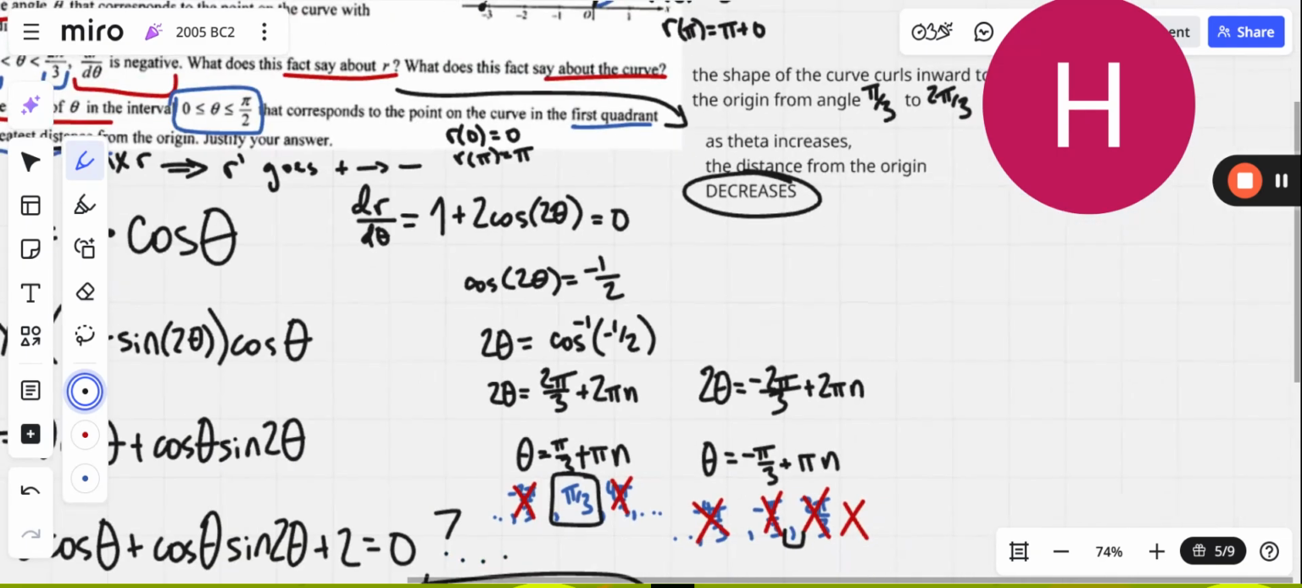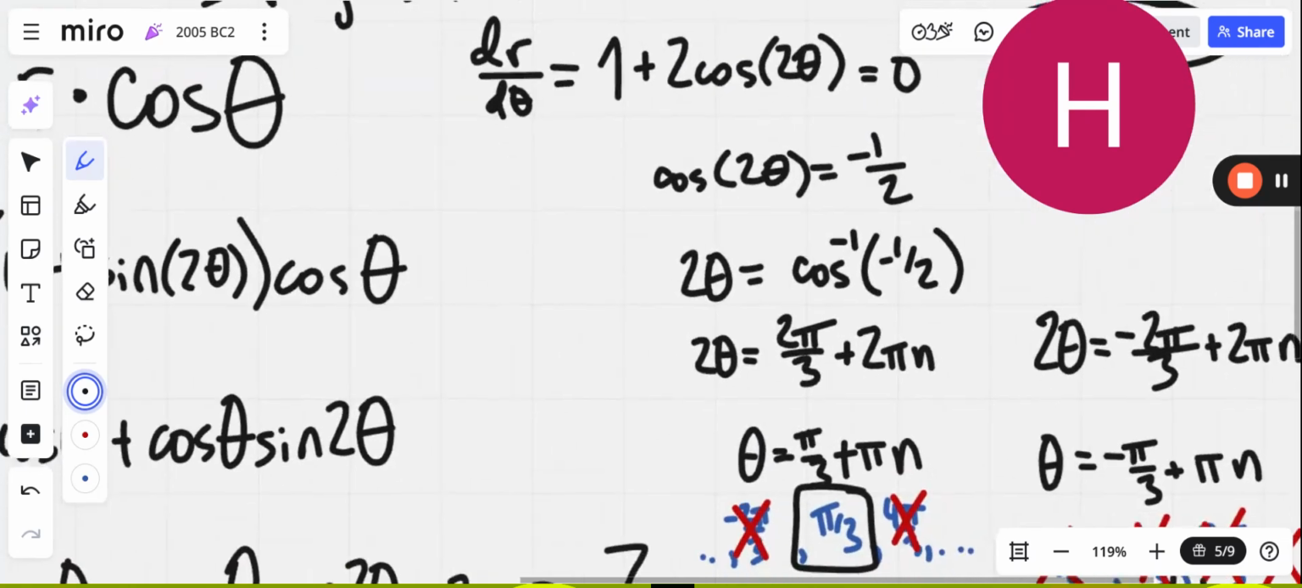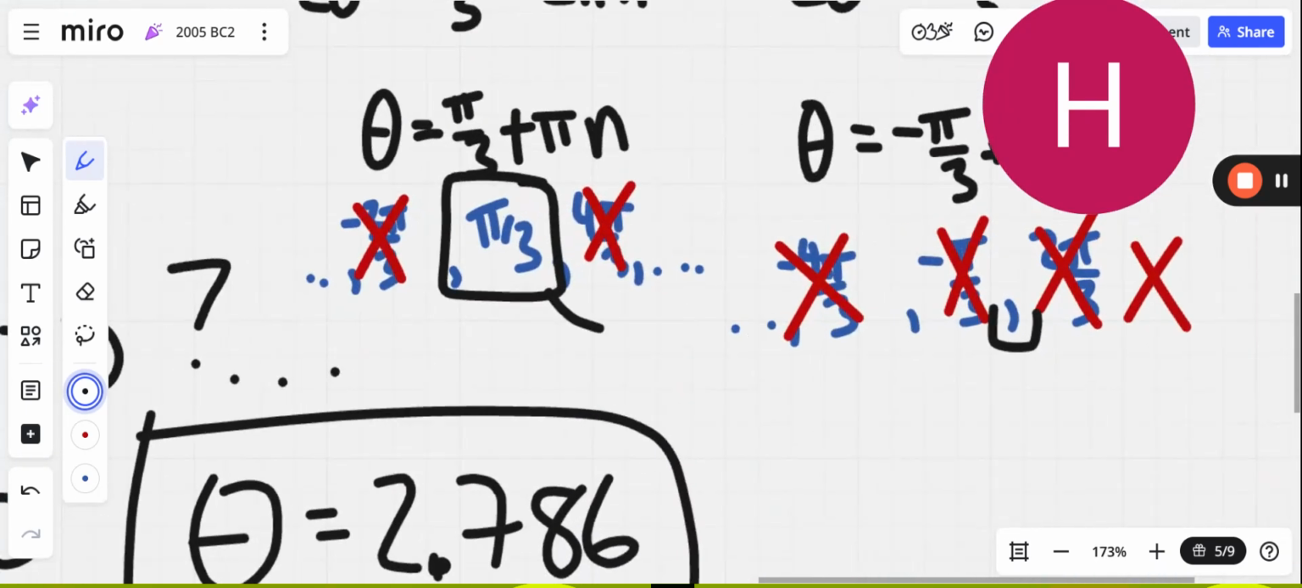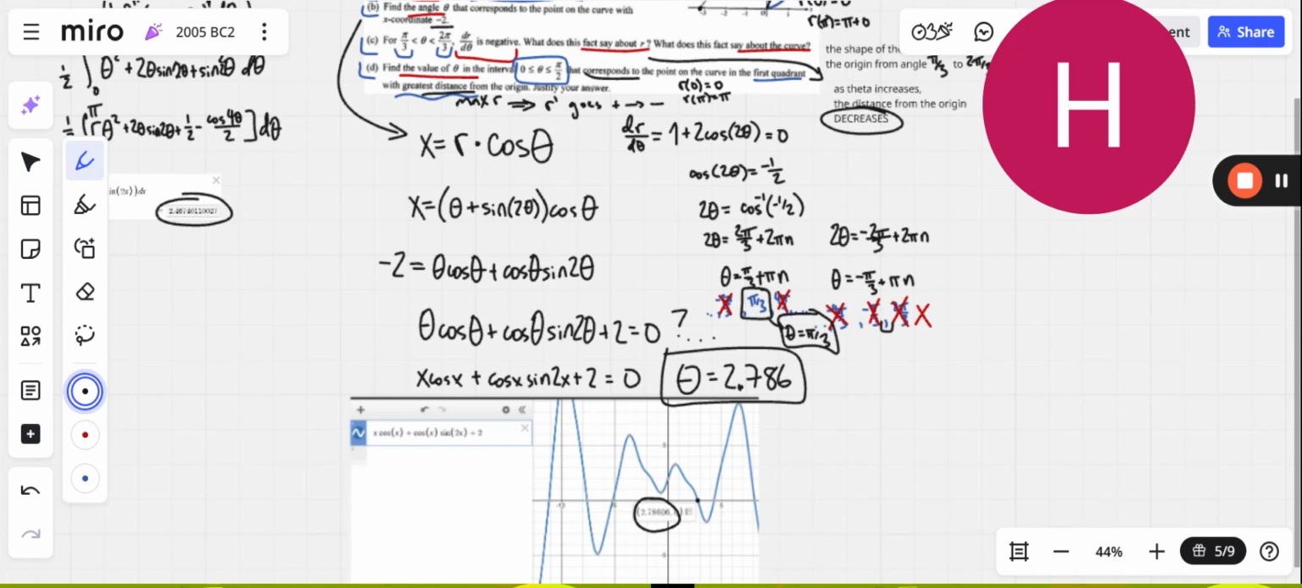Now, does it ask for the radius? Does it ask for the distance? No, it does not ask for the distance. It asks for the value of theta that corresponds to the point. And so we have found it. Theta equals pi over 3. I know I squished it right next to this other boxed answer, but that's okay. I'll just label it part D, and I'll label this part B.